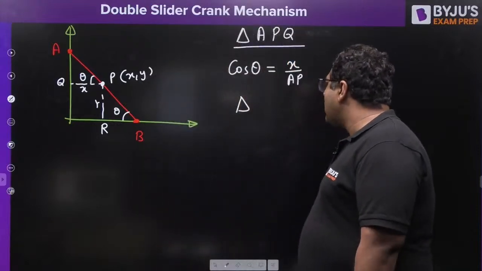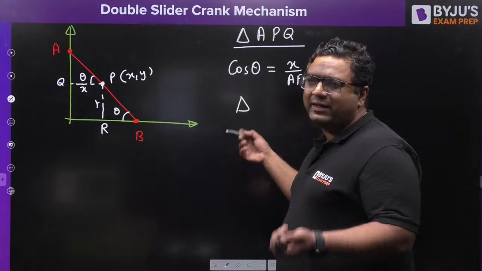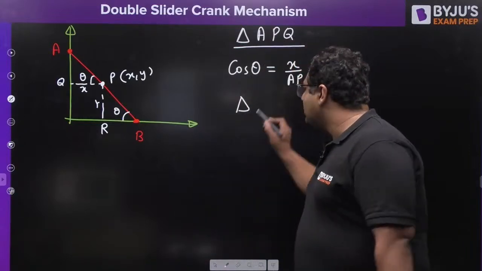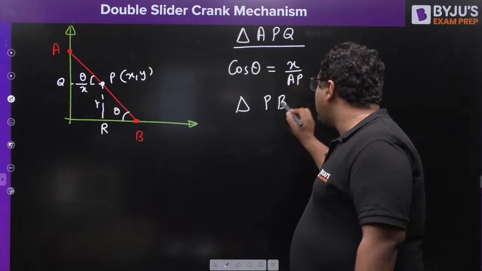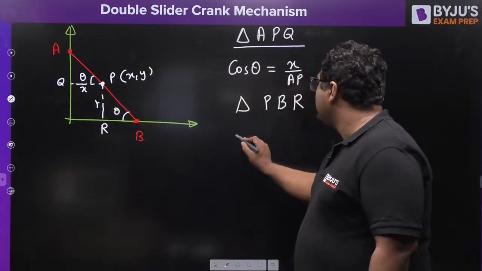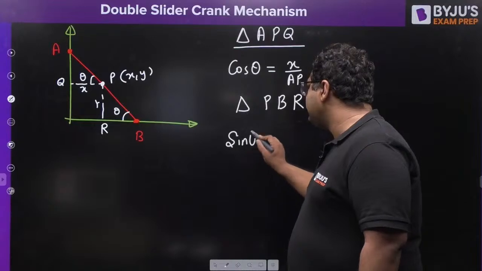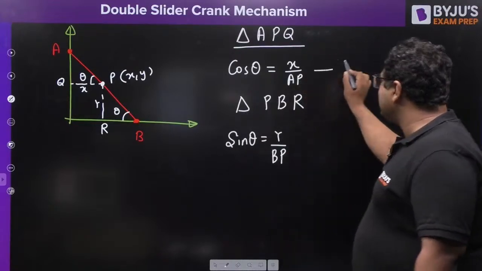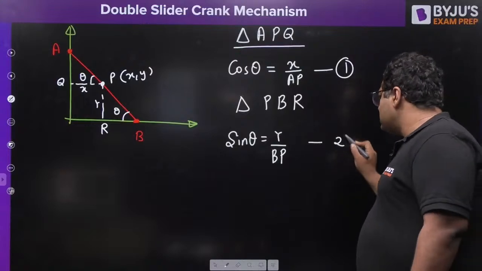Okay. So now we are talking about the second triangle, but don't worry, you will get this topic very easily. So the triangle PBR. For this triangle, if you write sine theta, you can write sine theta as y upon BP. My dear, this is equation number 1. This is equation number 2.